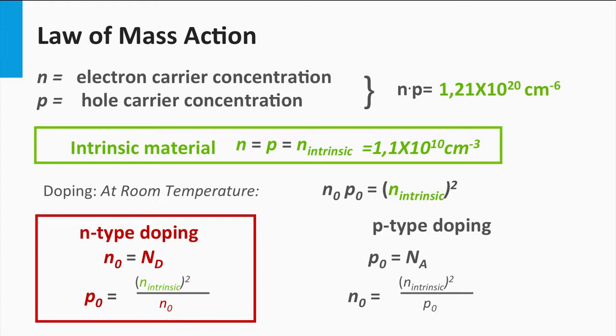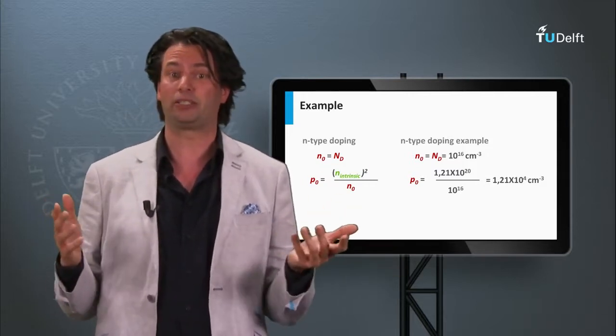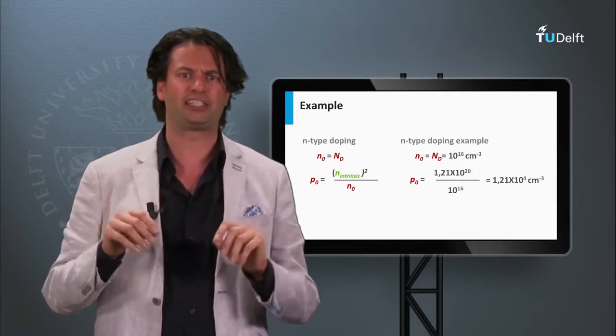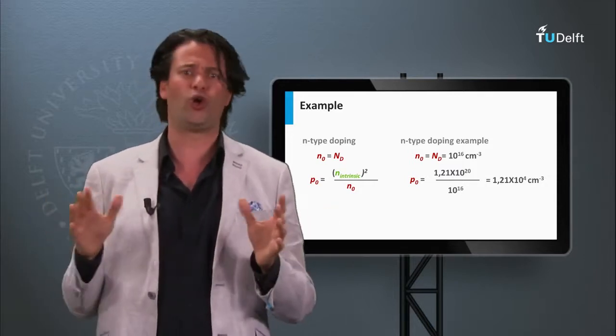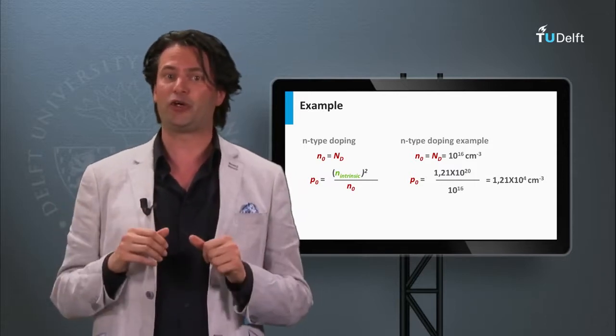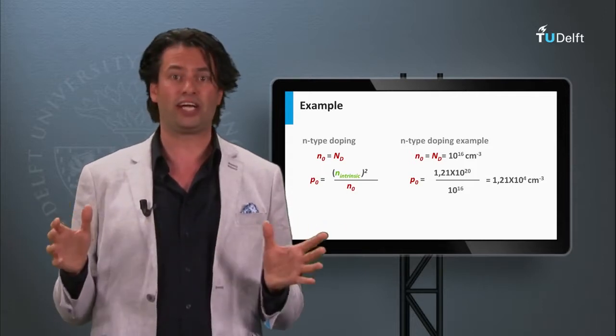This means that the electron density n0 is equal to the square of the intrinsic charge carrier density divided by the hole density p0. Let's take an example. We incorporate 10^16 per cubic centimeter phosphorus atoms in the lattice, or in other words, we have a donor density Nd of 10^16 per cubic centimeter. As we assume that all donors give a free electron to the lattice, the electron density n0 is equal to the donor density Nd. Now we can calculate the hole density p0.